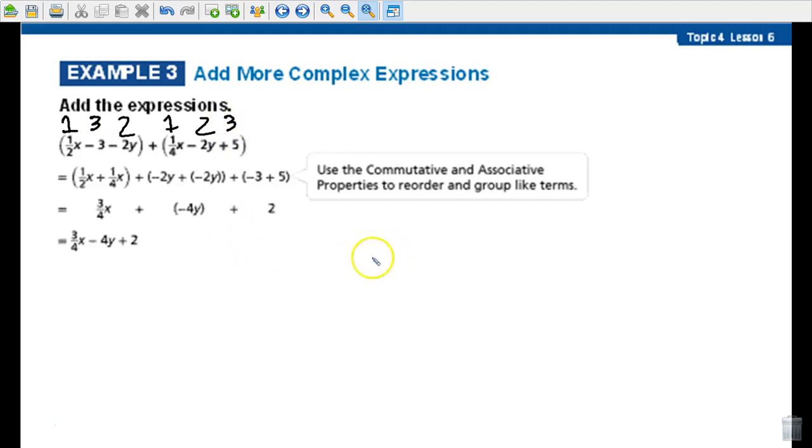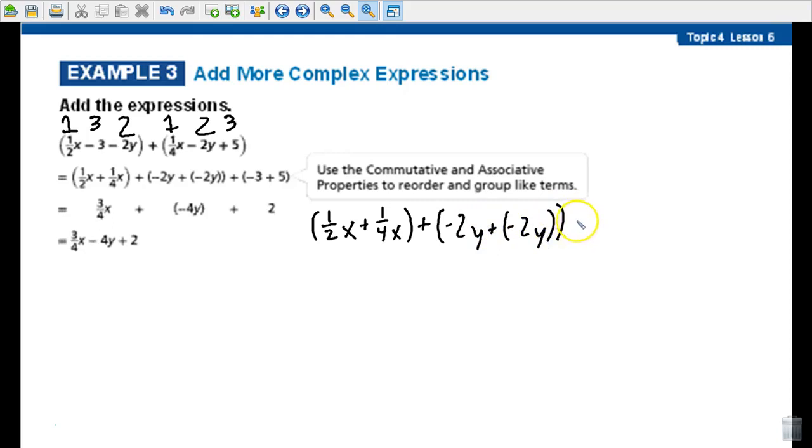So all I do is rewrite them. I get negative 1/2 x plus 1/4 x plus, I like to do variables first, negative 2y plus negative 2y, plus, start parentheses, negative 3 plus 5. Okay? So now all I do is just combine the terms, and then I have my answer.